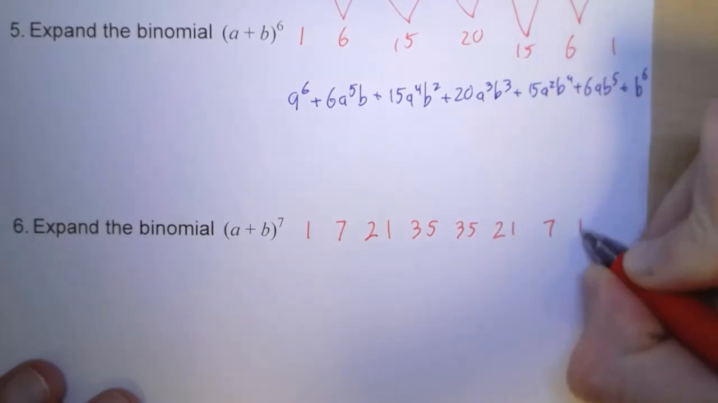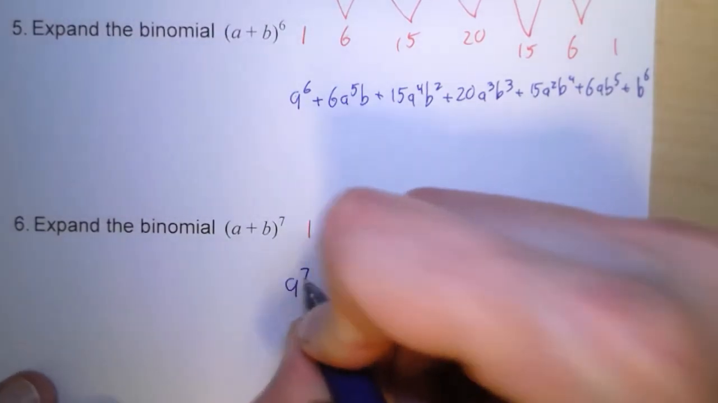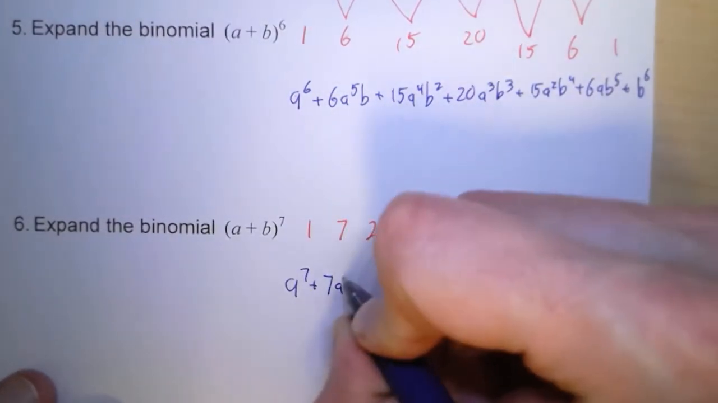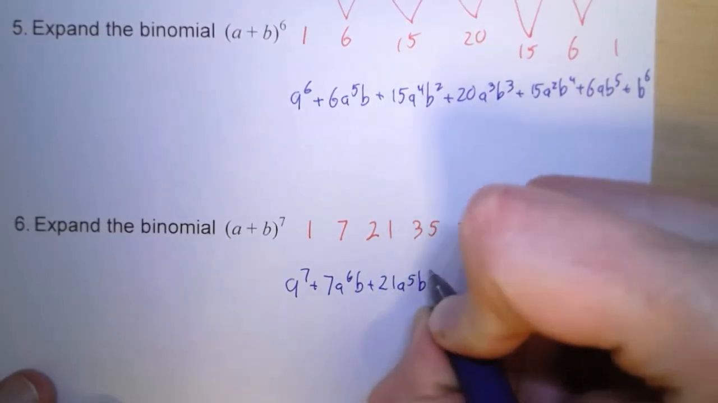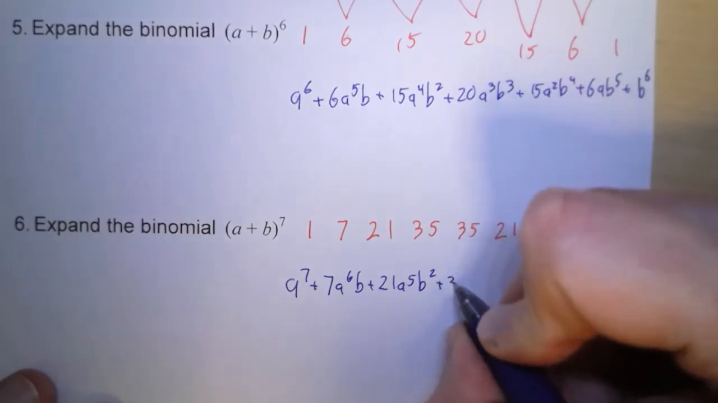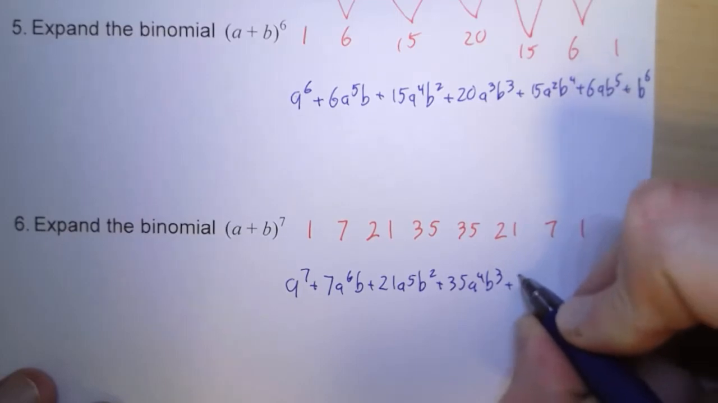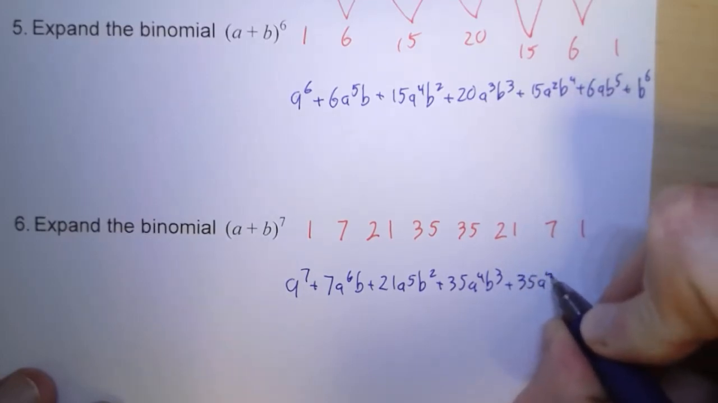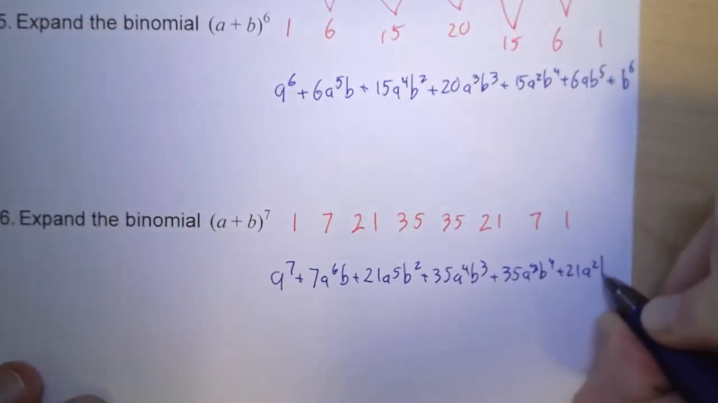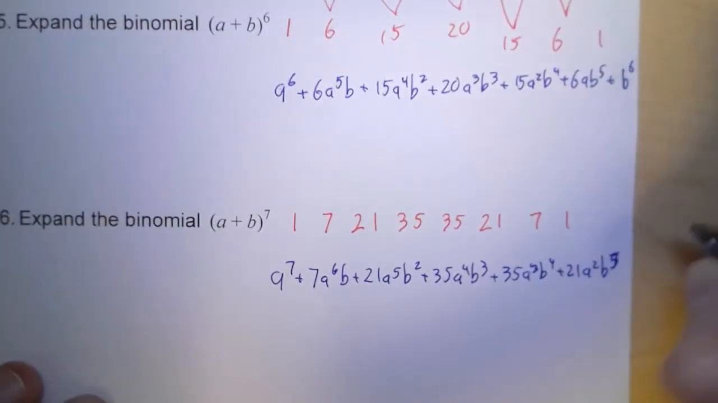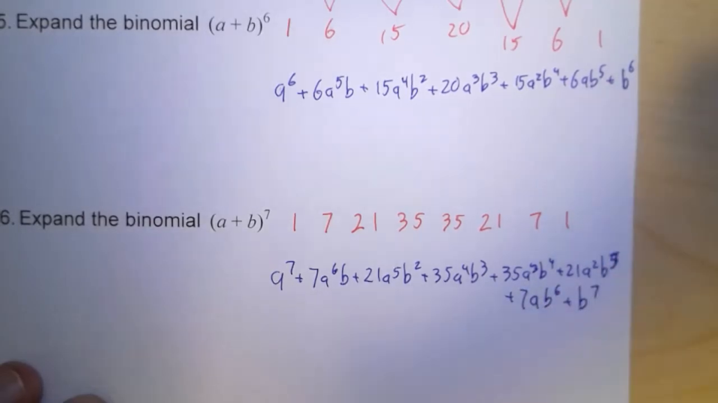21, 7, 1. So we start with 1 a to the 7th plus 7, and then it's a to the 6th b, plus 21 a to the 5th b squared, plus 35 a to the 4th b cubed, plus 35 a to the 3rd b to the 4th, plus 21 a squared b to the 5th, plus 7 a b to the 6th plus b to the 7th power.